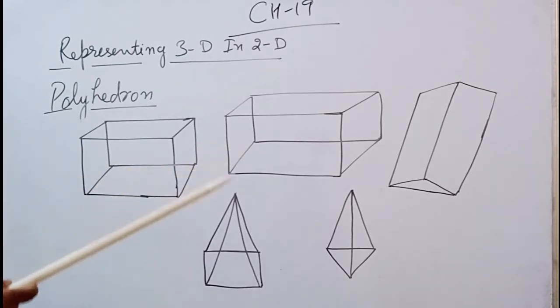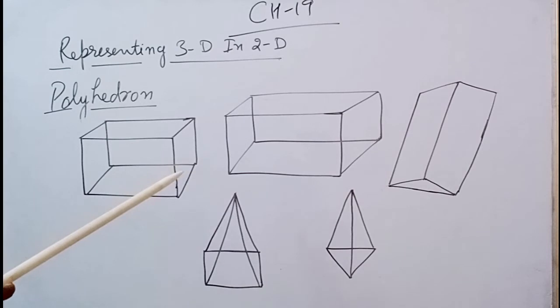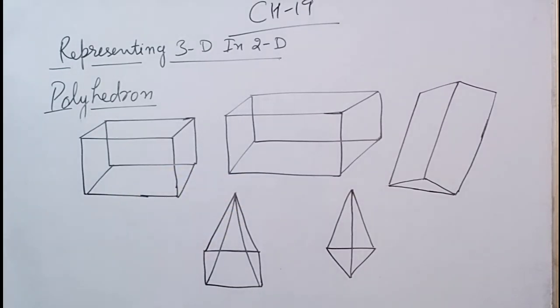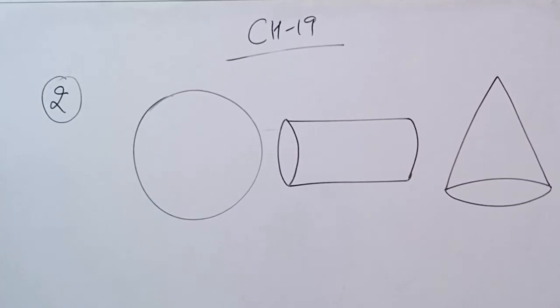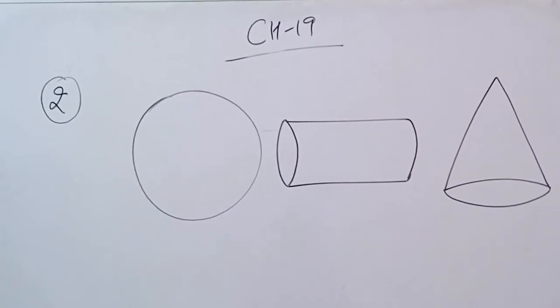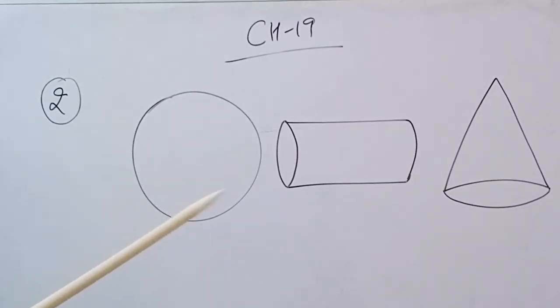Here, these figures, cube, cuboid, are all polyhedrons. Polygonal region means each face of the figure is a polygon. Children, spheres, cylinders, and cones are not polyhedrons, as these are not bounded by polygonal regions.